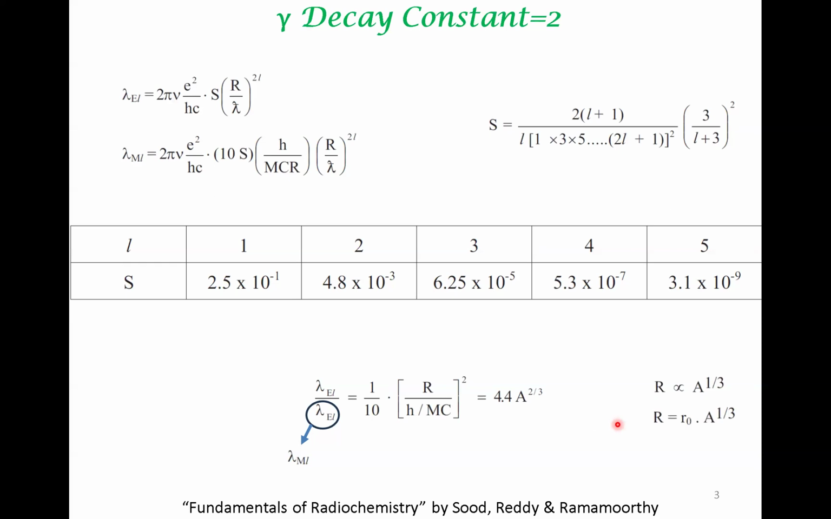We have already seen a formula for the radius of the nucleus, how it is related to the atomic weight of the nucleus. When you put this together, what you see is that the electrical multipole transition becomes more and more possible with increasing atomic weight.